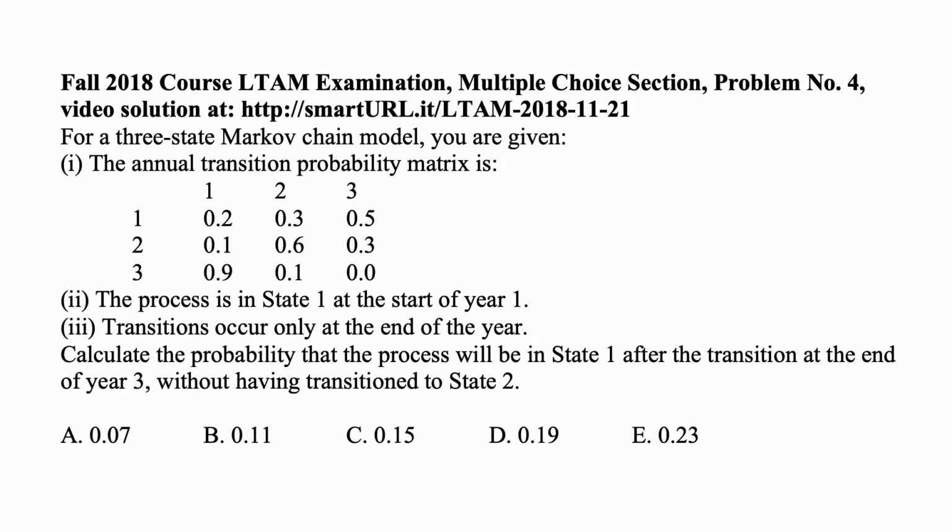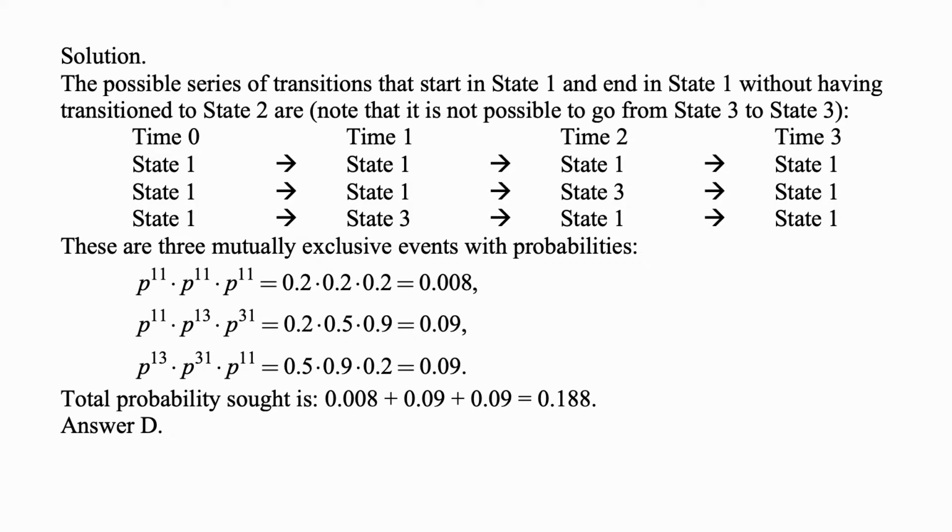Transitions occur only at the end of the year. Calculate the probability that the process will be in state 1 after the transition at the end of year 3 without having transitioned to state 2. And here's the solution. What we do basically is just write out all the possible ways that what we want can happen. So all the possible series of transitions that start in state 1 and end in state 1 without having transitioned to state 2 are as you see them. Now note that it is not possible to go from state 3 to state 3. So that eliminates some possibilities.